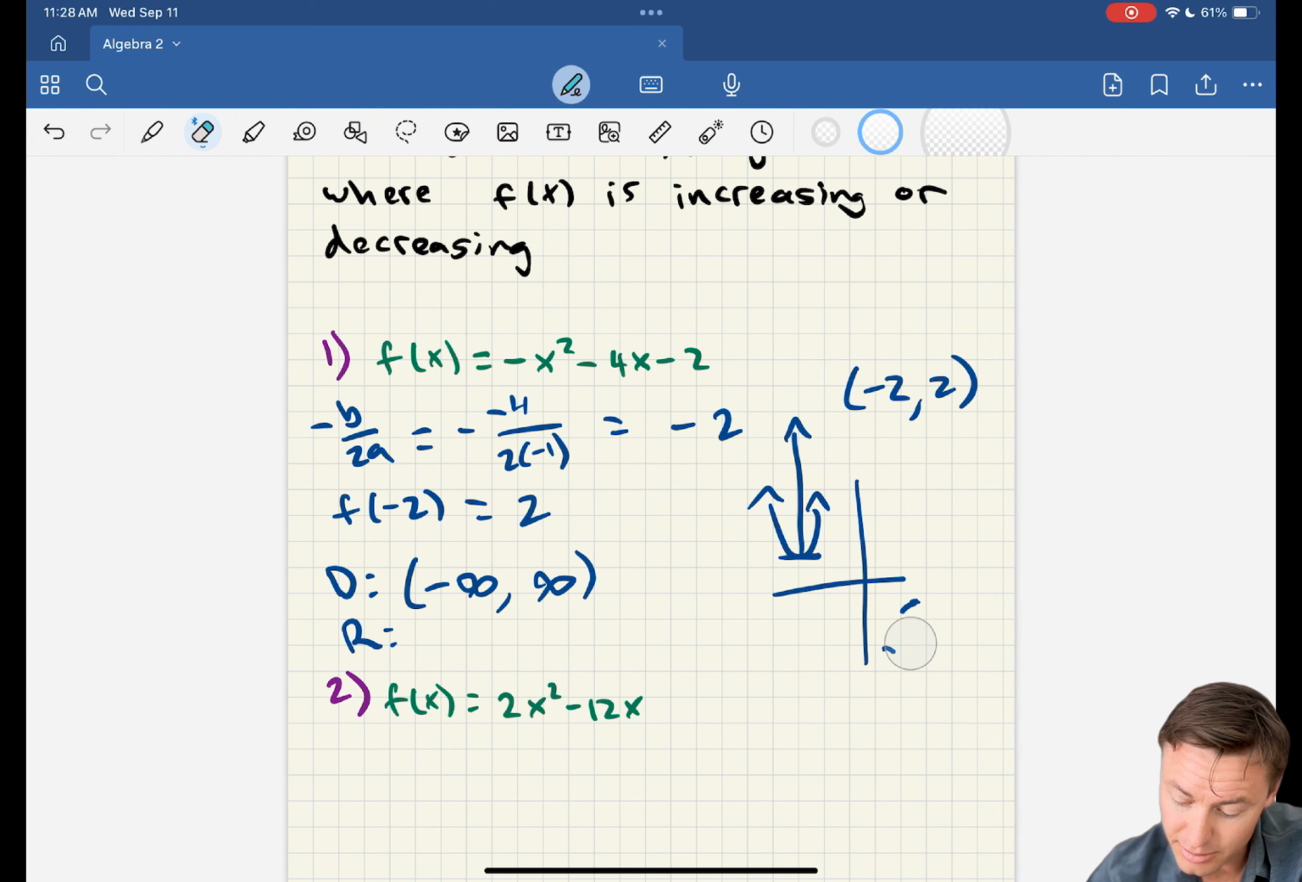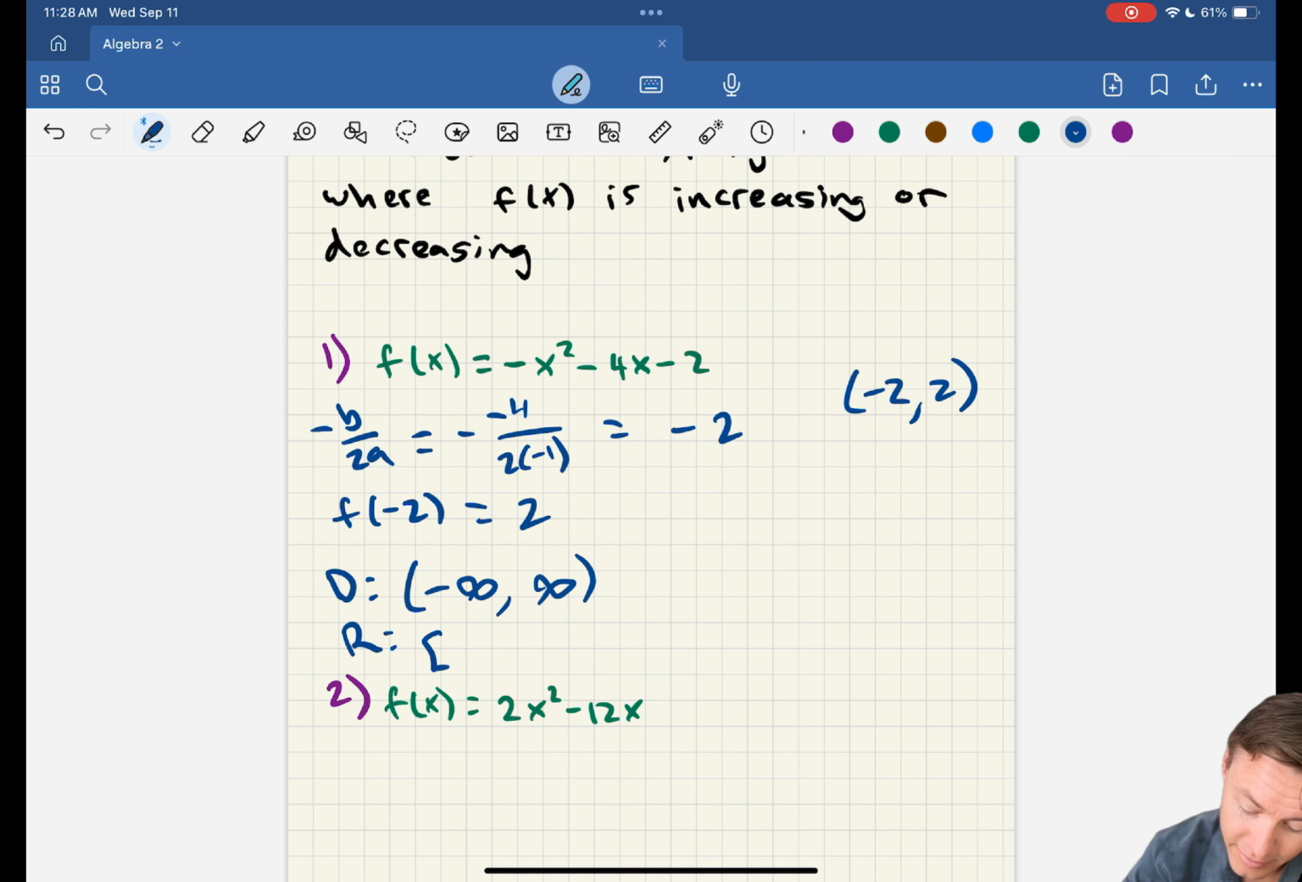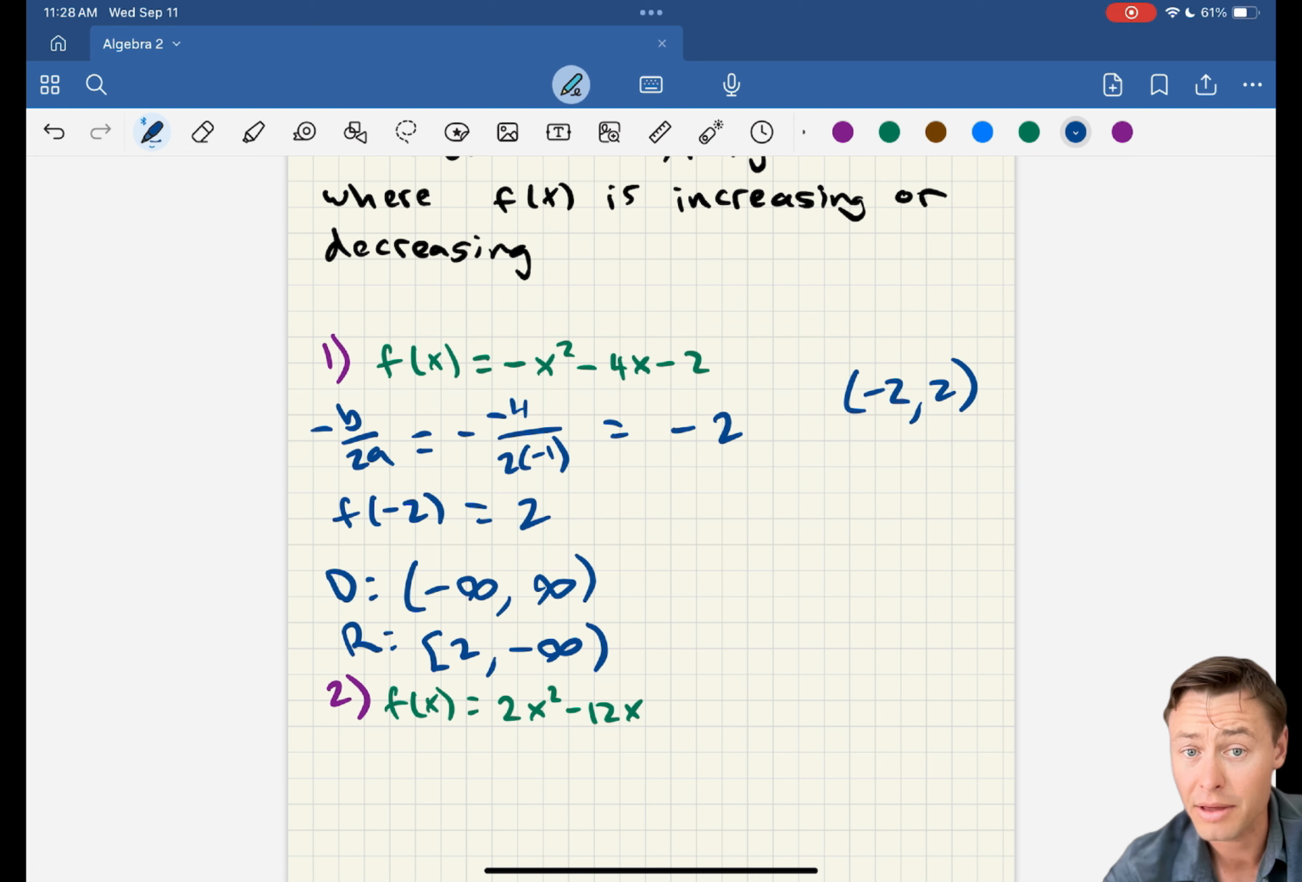So in this case, since we have a quadratic that's facing downward, it's going to have a range of anything from 2 to negative infinity. And notice how I put a bracket around the 2, meaning that the range can be equal to 2, rather than a parenthesis there. Great.